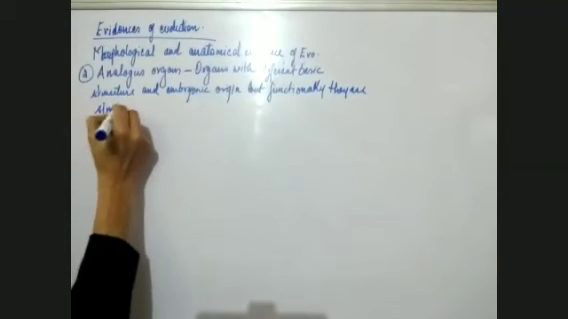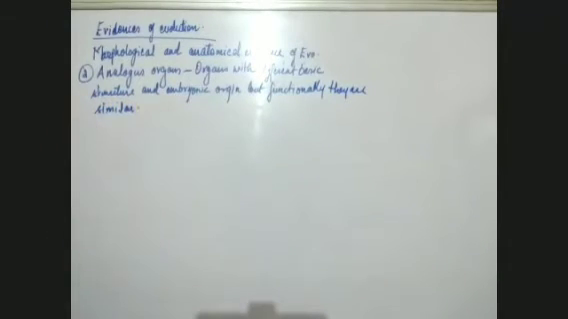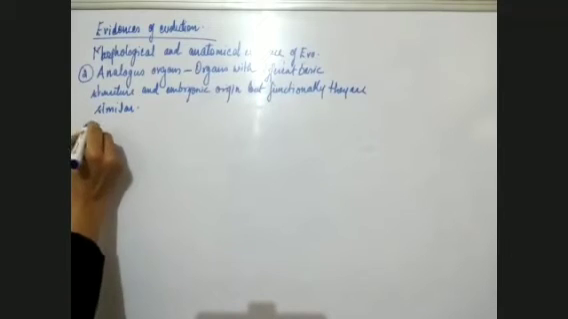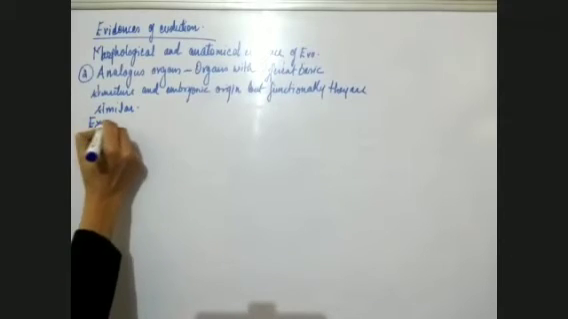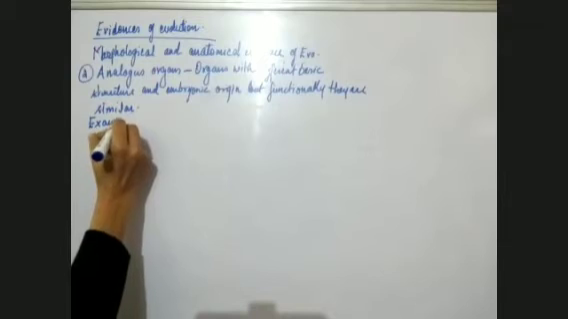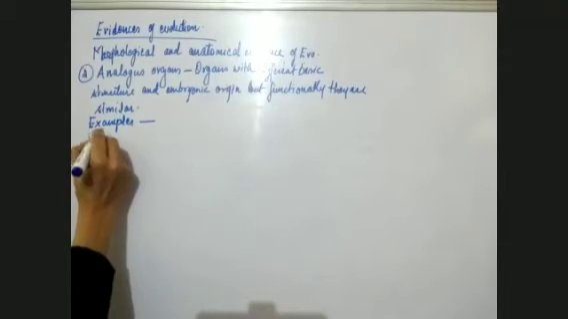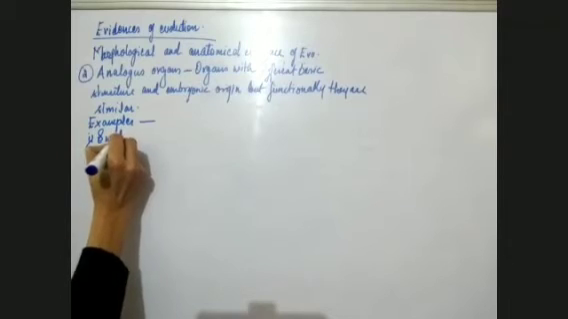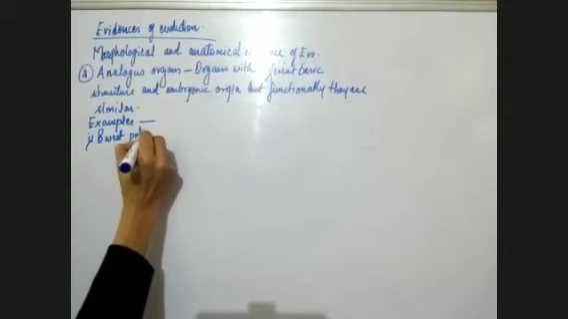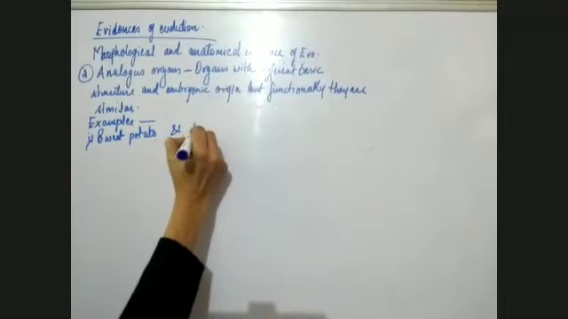Functionally they are similar, but they have different types of embryonic origin and basic structure. Now in this, I'll give you about 2 examples. The first example which I give you is sweet potato and potato.